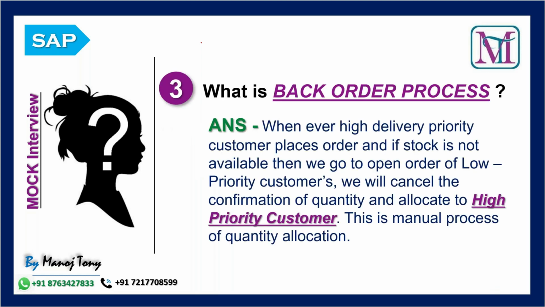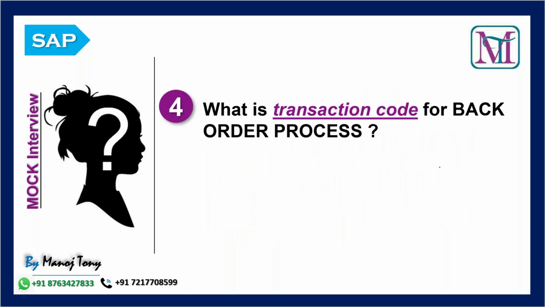What is the back order process? Whenever a high delivery priority customer places an order and stock is not available, then we go to the open orders of low priority customers. We cancel the confirmation of quantity and allocate it to the high priority customer, which we have already done. This is the manual process of quantity allocation. What is an open order? Open order means the order is created but delivery is pending. Then only that order will be eligible for the back order process. If delivery is created, then we cannot adjust the quantity. What is the transaction code for the back order process? The transaction code is V_RA.